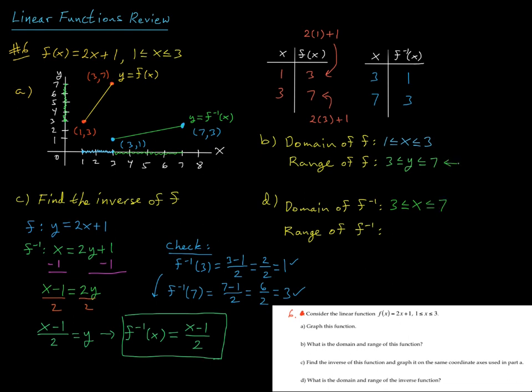And notice here, same interval, but I'm just swapping x and y. And then for the range, well, on this green line segment, the y values range from 1 to 3. So in other words, if I were to project this green line segment onto the y-axis, I'm going to be covering this interval right here from 1 to 3. So I'm going to write that as y is greater than or equal to 1 and less than or equal to 3.